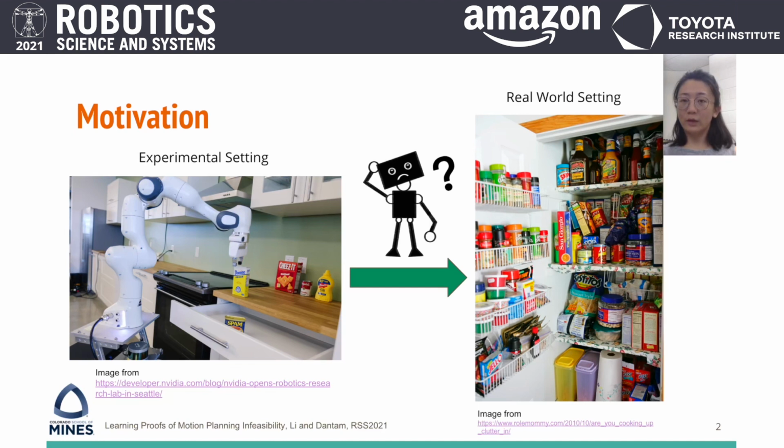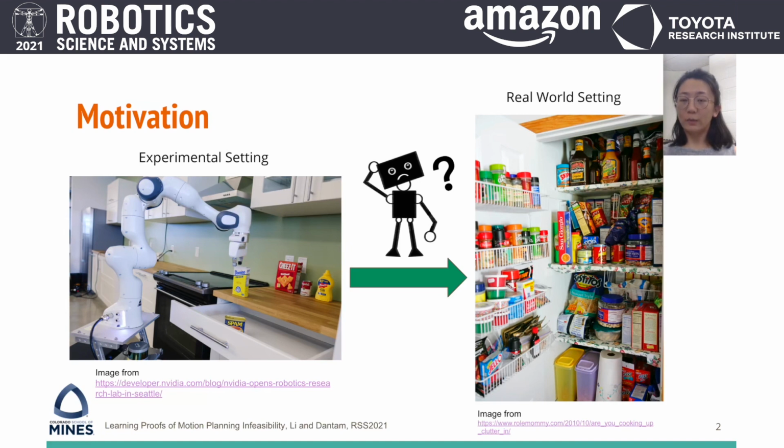Here is a motivating example. On the left, we have a state-of-the-art manipulation lab. This simulated kitchen has only a few items, and they are organized. On the right, we have a real example of a cluttered kitchen cabinet. Critically, some of the items in the cluttered cabinet may not be directly reachable.